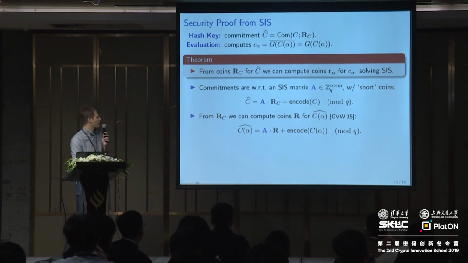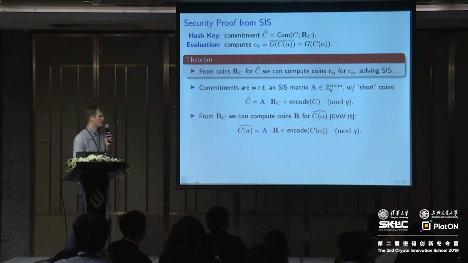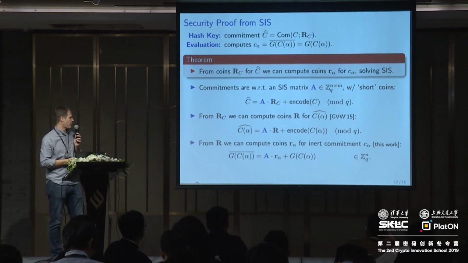We recompute this. We take C hat to C alpha hat, and we see how the coins evolve. And similarly, there's an encoding of the value C alpha here. So that's step one. The next step has to do with the inertify.